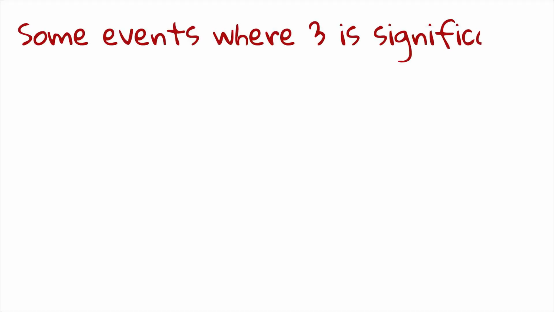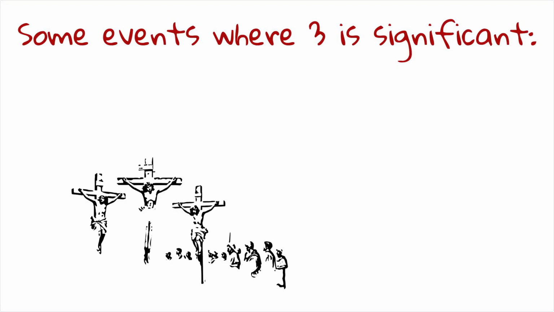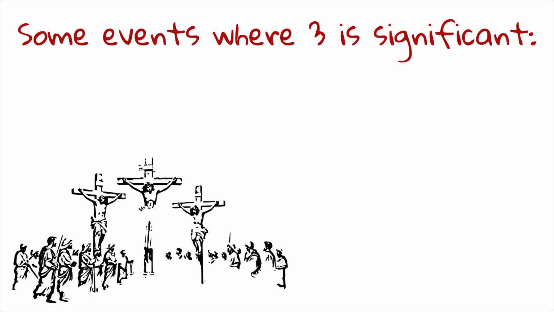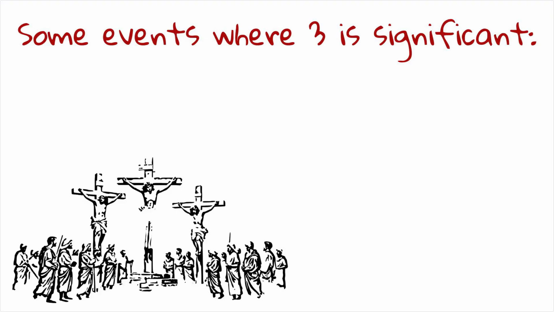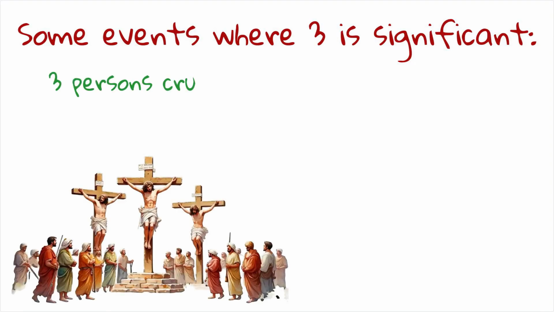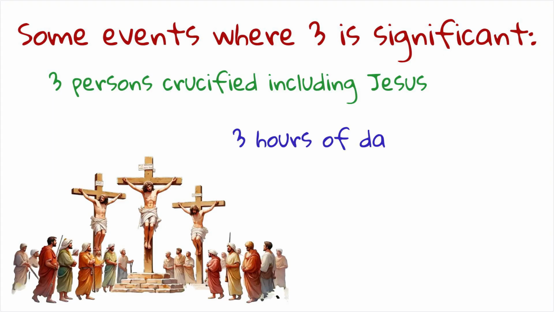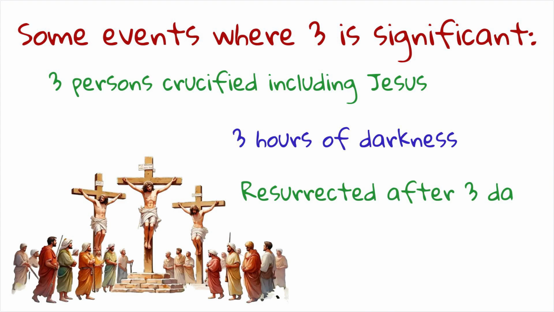The number 3 is significant throughout the Bible and appears in various key events and symbols. It carries symbolic meaning and often reflects completeness or divine perfection. Some other examples where number 3 plays a significant role in the Bible, such as, there were 3 persons crucified, including Jesus. The 3 hours of darkness in Jesus' crucifixion. Jesus was resurrected after 3 days.